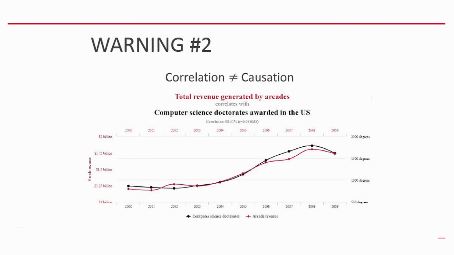Or this example, the total revenue generated by arcades and the computer science doctorates awarded in the US. Positive direction, seems like a pretty straight line, very highly correlated, but one is clearly not causing the other. Just because you put two variables on a graph together doesn't mean one is going to cause the other. All we can tell from the scatter plot is whether they are correlated. Correlation and causation are two very different things.